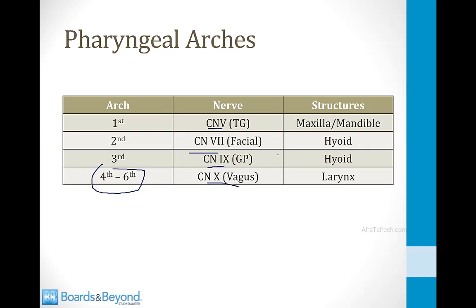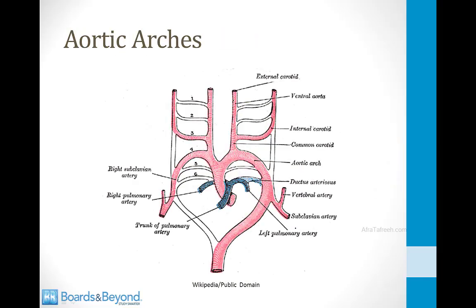And the key structures associated with the first arch are structures around the maxilla and the mandible. The second and third arches are associated with the hyoid bone, and finally the 4 through 6 are associated with the larynx. And here's a drawing of the aortic arches and what they develop into. You can find drawings like this in many textbooks.